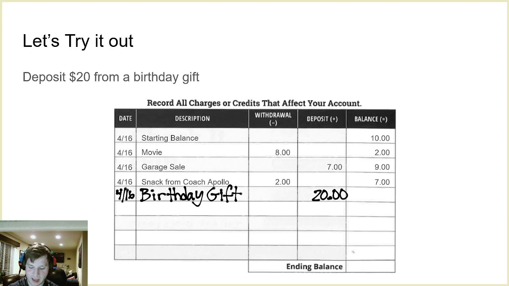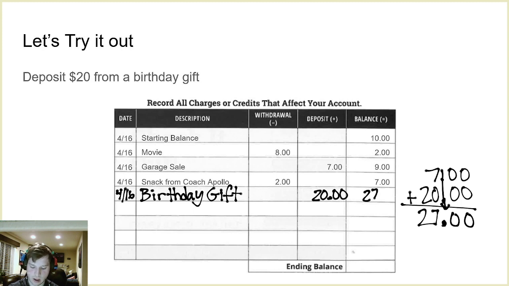Okay, so now let's do some math. I have $7 plus $20. Let's add them together. I start on the right. 0 plus 0 is 0. 0 plus 0 is 0. I drop that decimal straight down. Okay, 7 plus 0 is 7. 0 plus 2 is 2. So I have $27 in my account currently. Okay, we have that transaction. Let's move on to the next transaction.